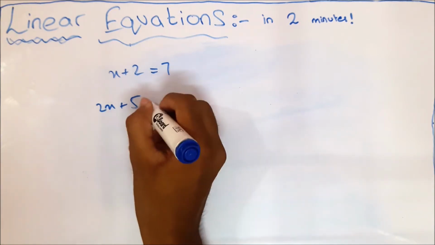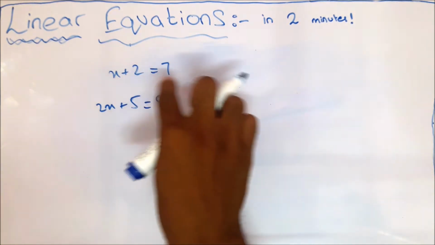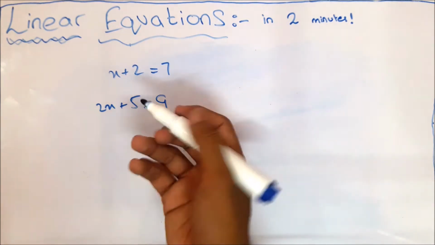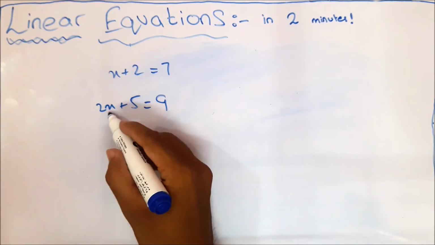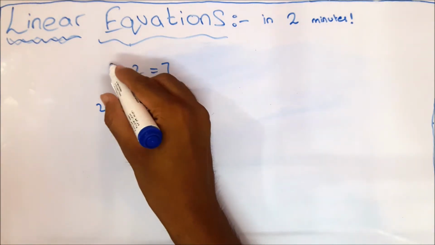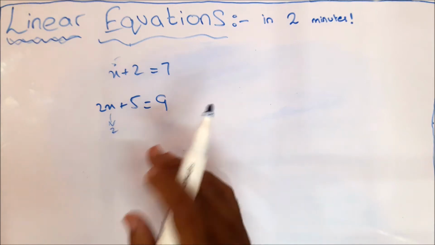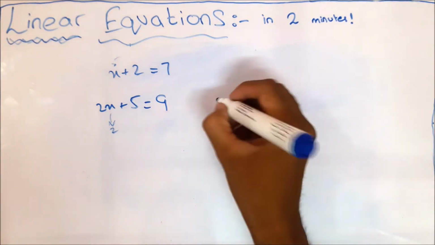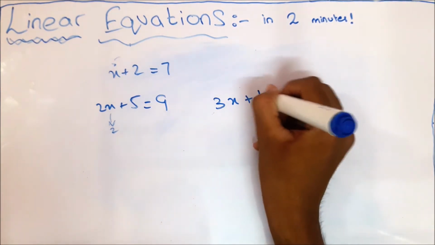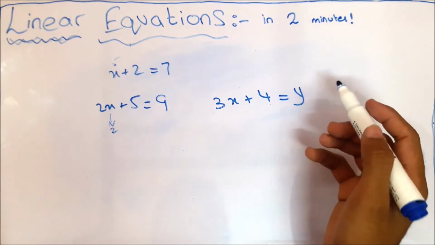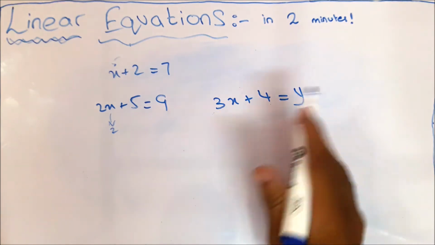2x plus 5 is equal to 9, like something plus 2 is equal to 7, 2 times something plus 5 is equal to 9, like we have to solve it. If you're good, you can know that this is equal to 2 and this is 5. And a little bit more complex form of linear equation can be like 3x plus 4 is equal to y. Here we have two variables, x and y, but don't worry, they both are related in some way.